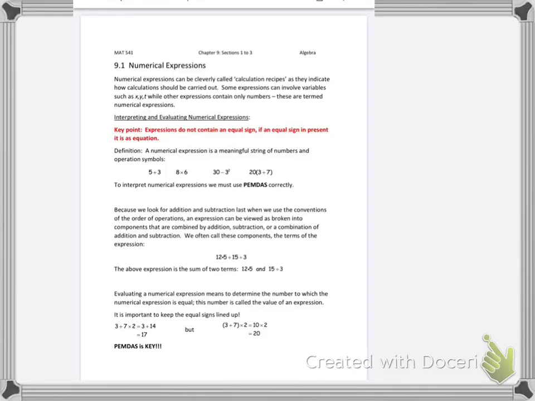In this video, we're going to cover the first 3 sections of Chapter 9. So, Chapter 9 is all about algebra. And we're going to first start out talking about numerical expressions.